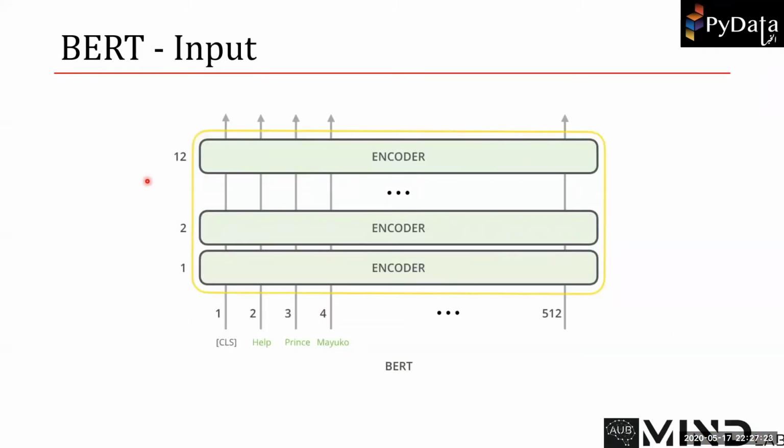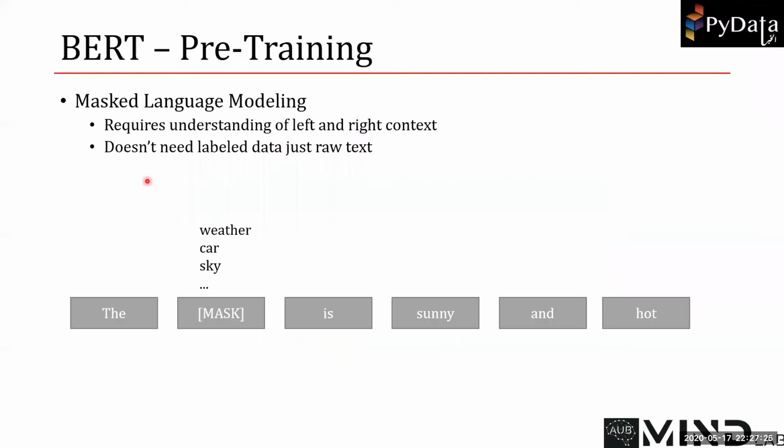So the input here is again a sequence of words, and the pre-training task is simple. Instead of language modeling, which is predicting the next word, we mask some words inside our sentence, and the model will try to guess what word it was. And by that, it requires understanding of the left and the right context of the word. So it doesn't just look at its left; it will look at the left and the right context. And we don't need labeled data because the labels are within our data.